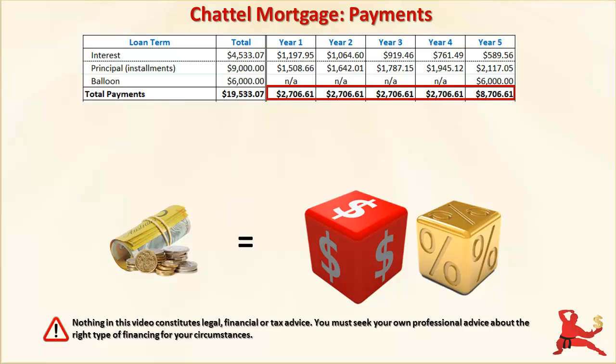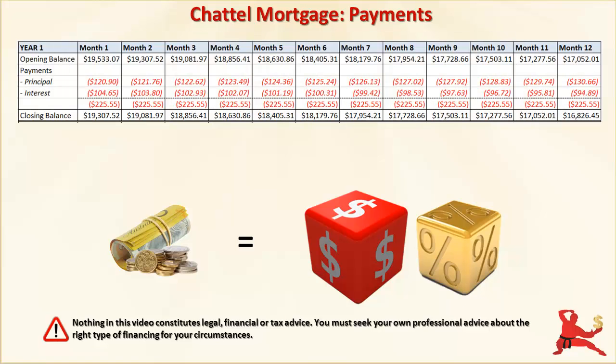The remaining $6,000 is paid off on the last day of the loan. That's the balloon. The total interest for the 5 years is $4,533.07. Now, here's a detailed payment schedule for the first 12 months. Your lender will provide you with this type of information for the full term of the loan, or your accountant can do it for you.